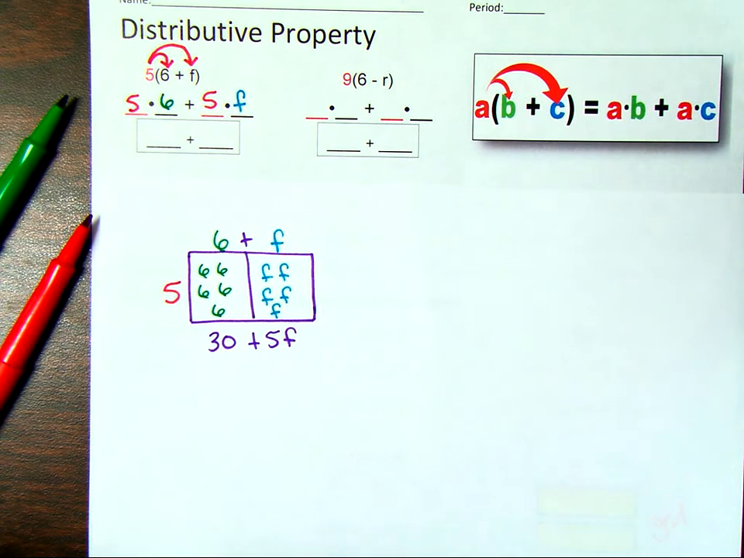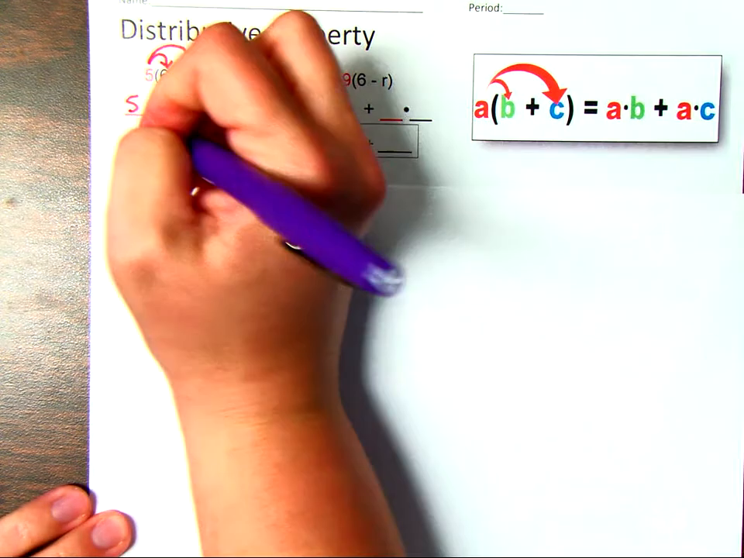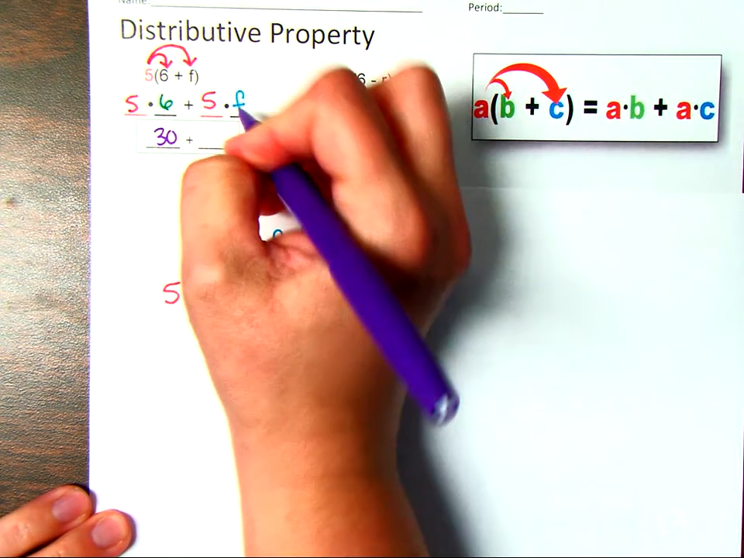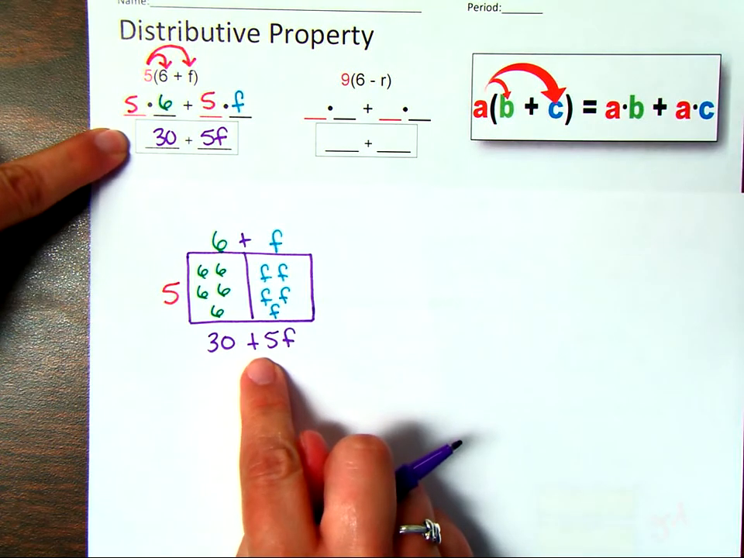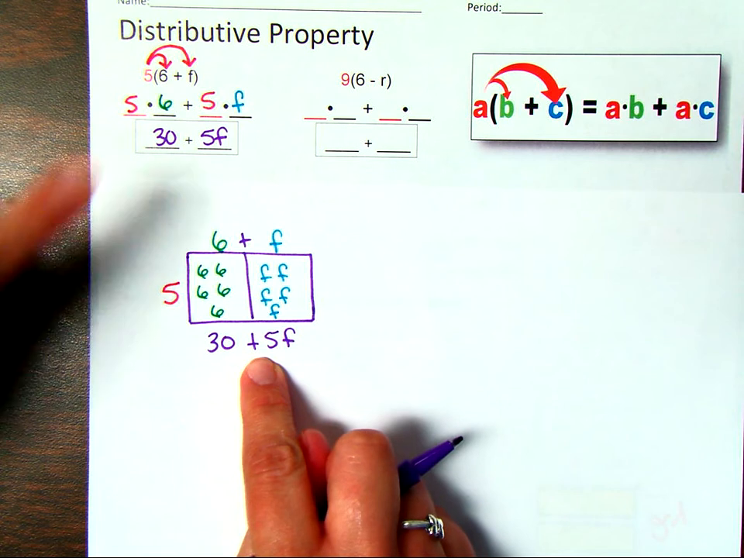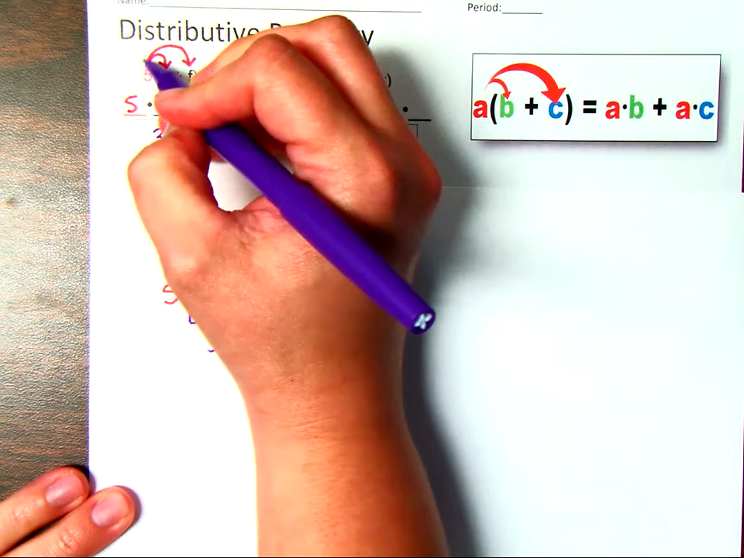Now for the math, we just multiply. So 5 times 6 is 30, and 5 times f is just 5f. That's the same thing here without drawing a picture. So I just wanted to review this with you to show you why this works.